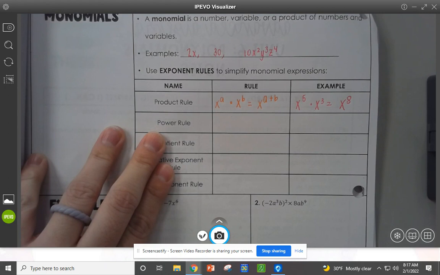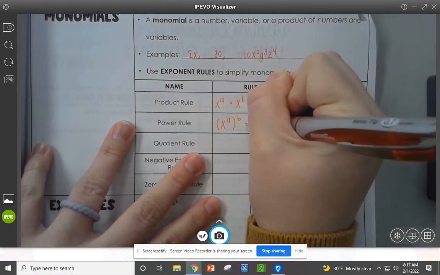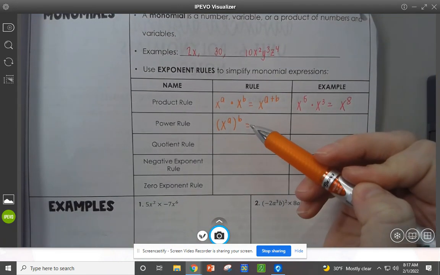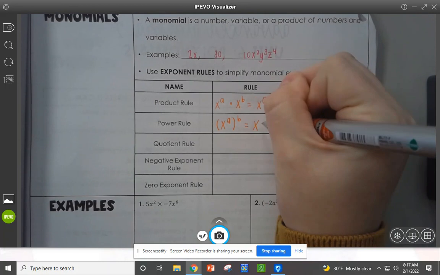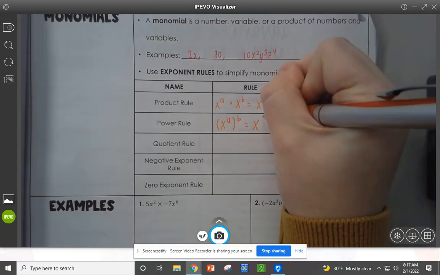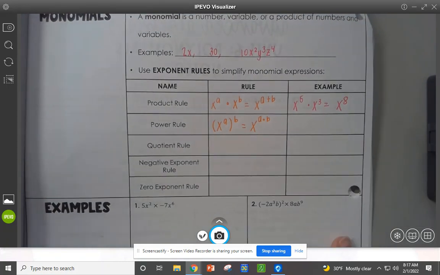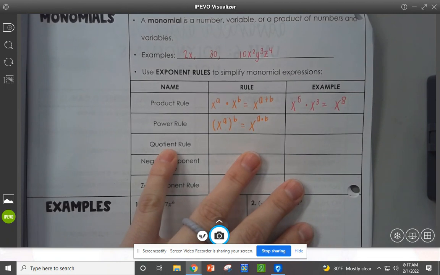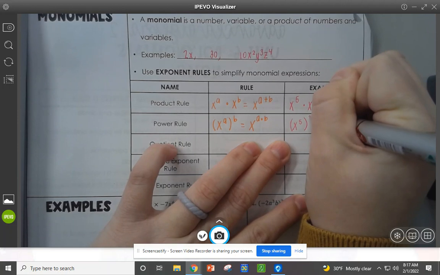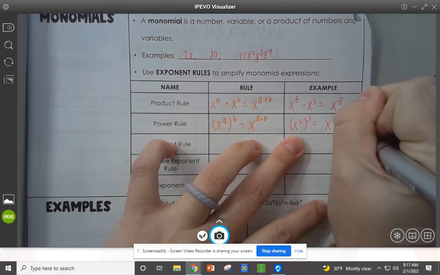Right. The next one is the power rule, which means I have x to the a power, and then that is raised to the b power. So we have an exponent on top of an exponent. What do I do with a and b? Multiply them. This will be a times b. So for example, x to the fifth to the third power is x to the 15th. Perfect.